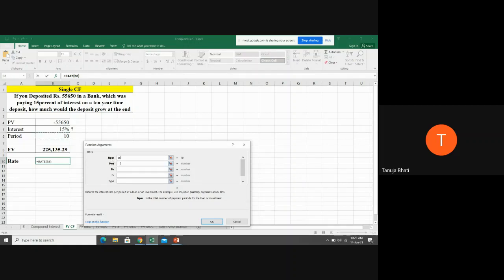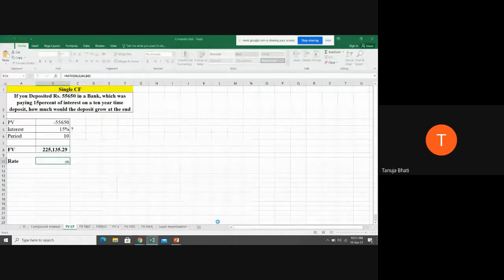Is there any PMT? No, there is no annuity in this problem, so just put 0. PMT, again I'm repeating, is the cash flow, a series of cash flows. Is PV given? Yes, it is given. Next, is future value given? Yes. Suppose it is given and we have to calculate the interest. Now just click on OK. You have got the rate as 15%.